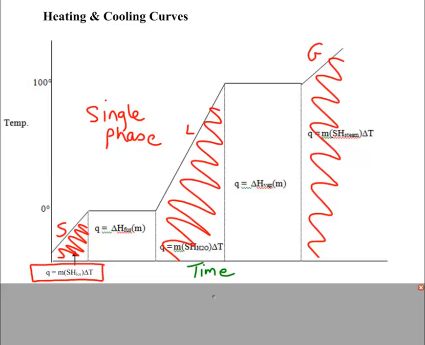What varies is the specific heat. The specific heat of ice is not the same as the specific heat of liquid water, and both are different from the specific heat of steam. So you have to make sure you know what phase you're in so you know which specific heat to use.